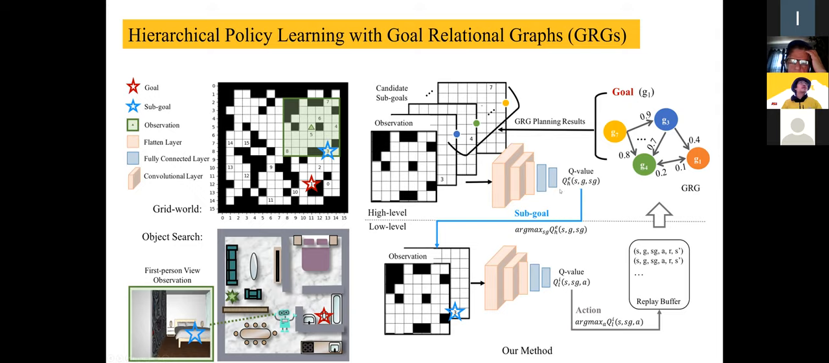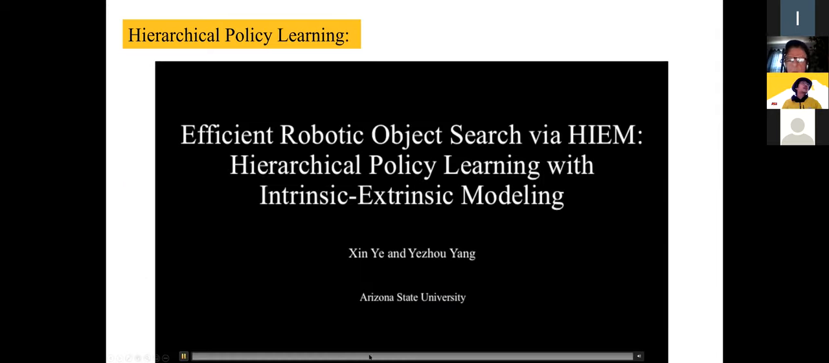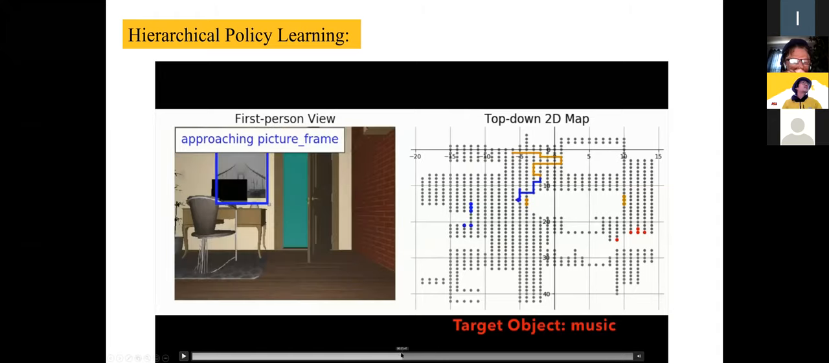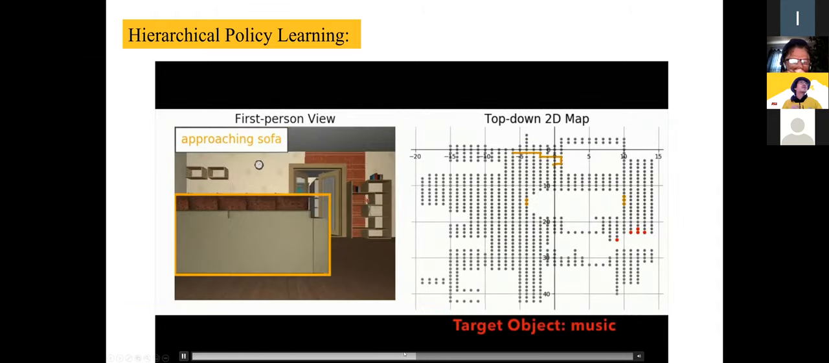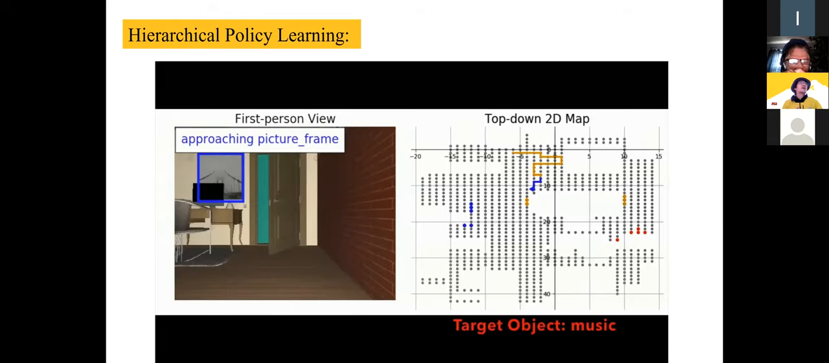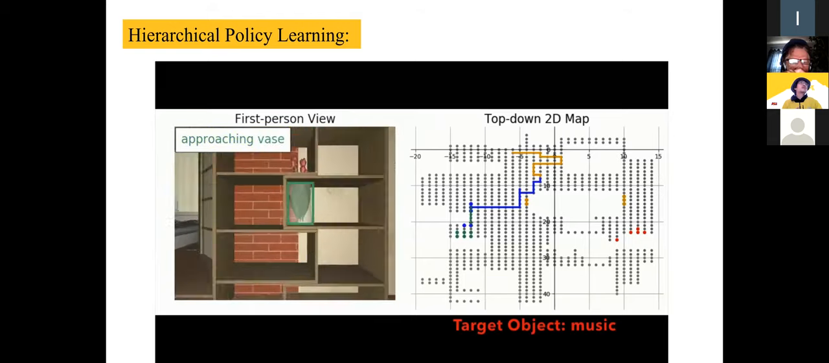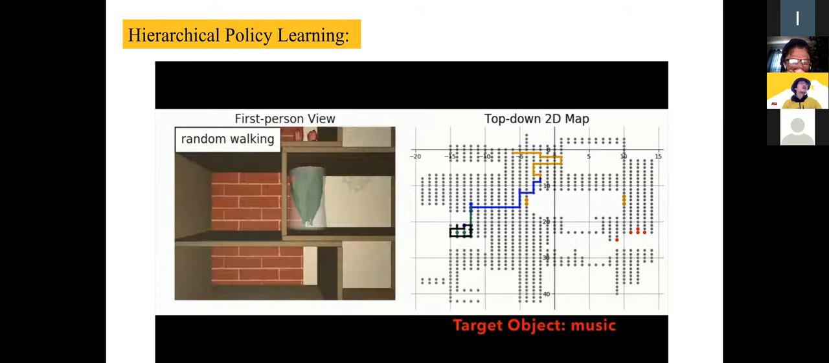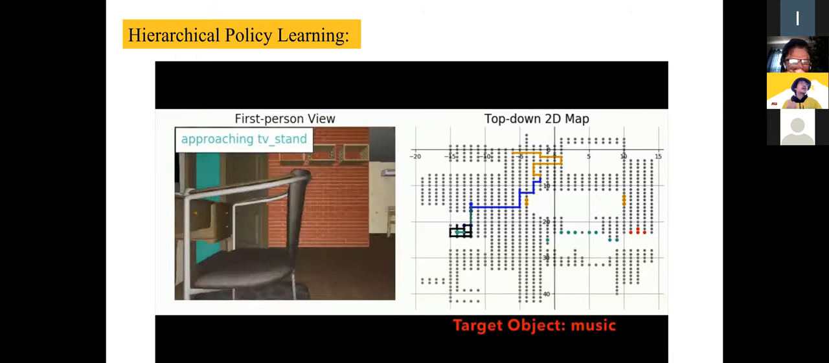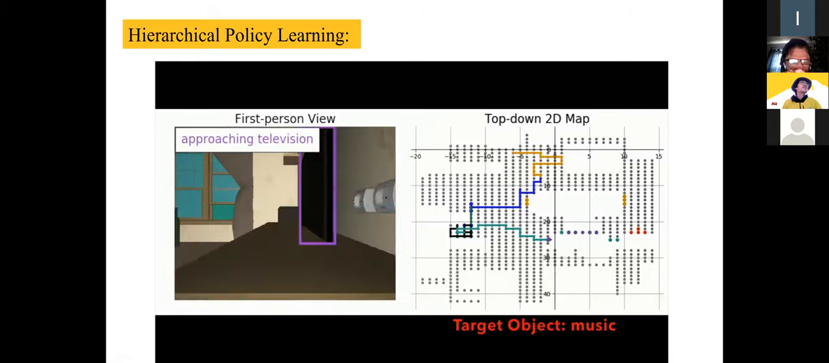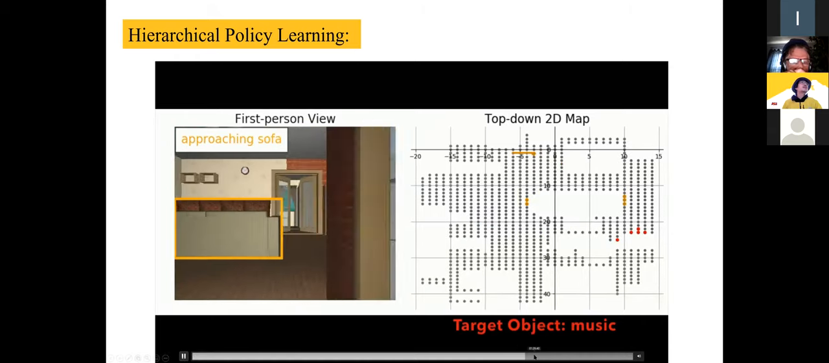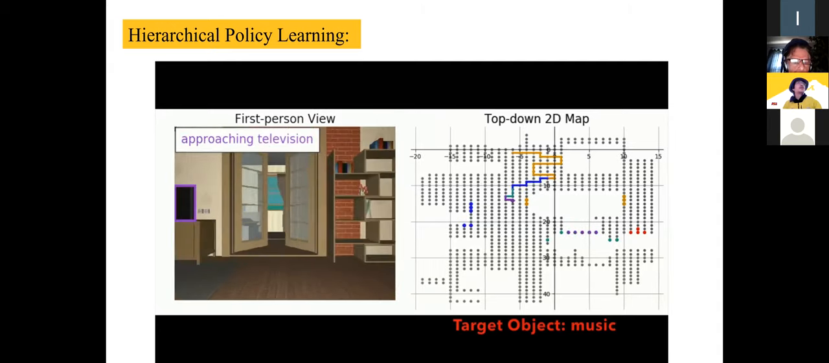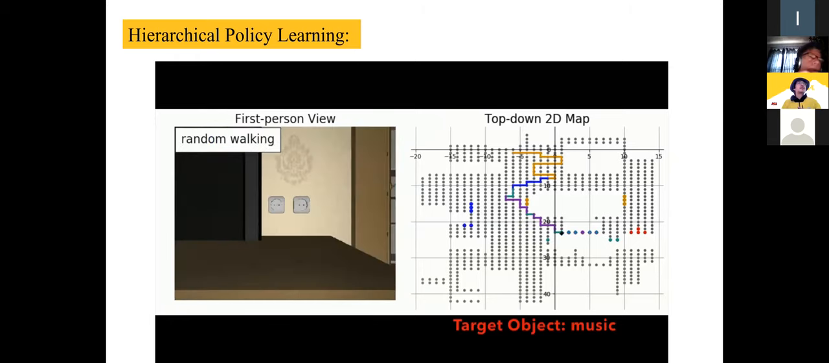So I have a video demo here. For the sake of time, I'm going to skip to the very end. So as you can see, here is a model with a hierarchical reinforcement learning policy, but this policy is without early stop. As you can see, all the intermediate goals are being explored and the agent would basically be stuck in some places and the efficiency is low. But if we use GRG, which is a better knowledge representation modeling of the underlying objects, then the performance can be improved.